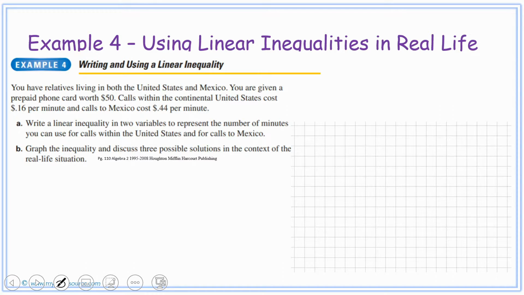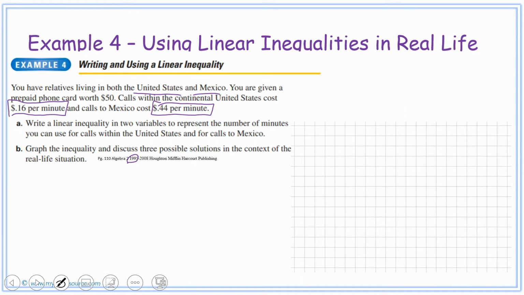So you have relatives living in both the United States and Mexico. You are given a prepaid phone card. This is an old question, like 1995. So you may not know what prepaid cards are, but there's something that we have to use to call internationally. So you are given a prepaid phone card with $50. Calls within the continental United States cost 16 cents per minute, and calls to Mexico cost 44 cents per minute, sorry. So you basically have what your expression is going to be. Remember, you could write a verbal model here.